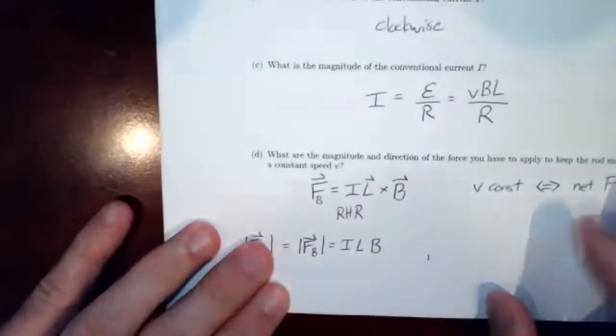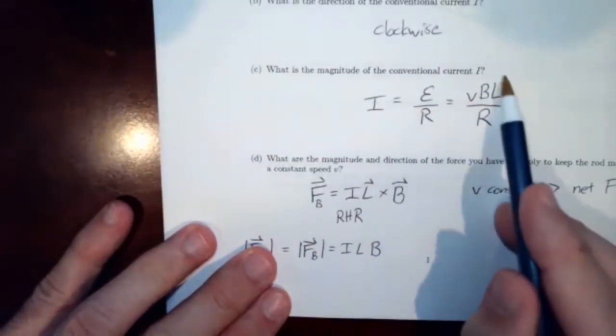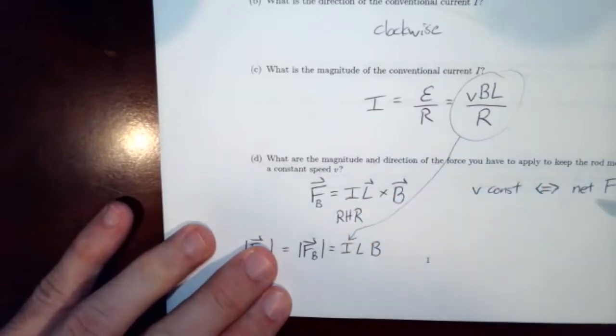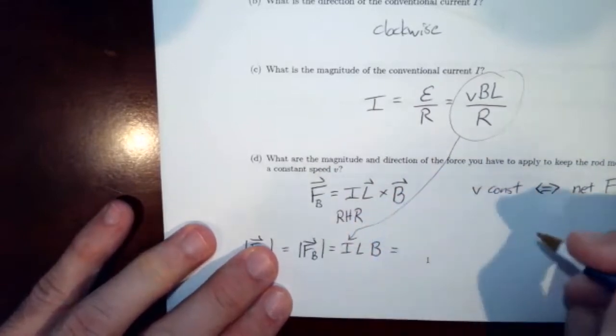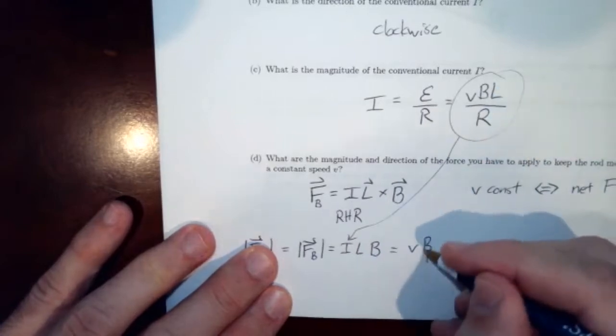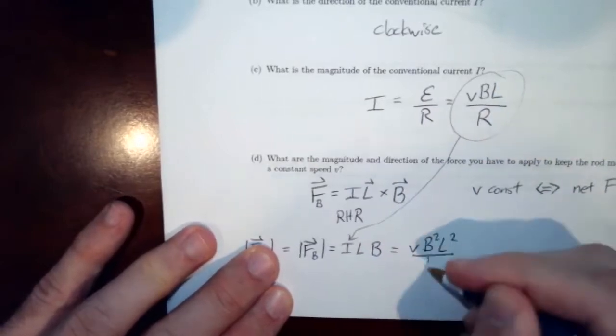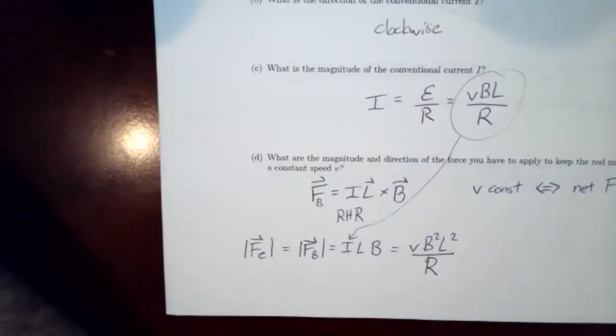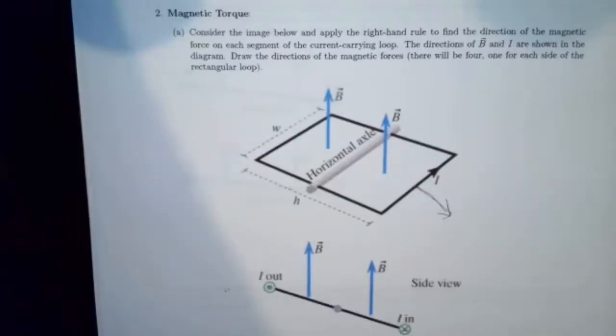And in this case, we already figured out what I is. So I'm going to plug this in for I right here. And I get L and B times L and B. So I'm going to get V, B squared, L squared over R. Okay, there's number 1. Any questions? All right, number 2.